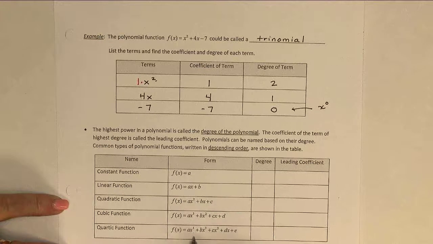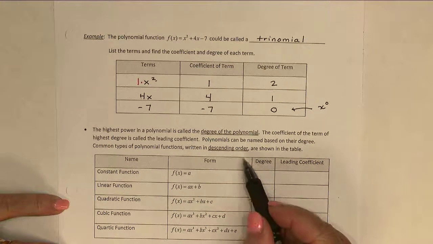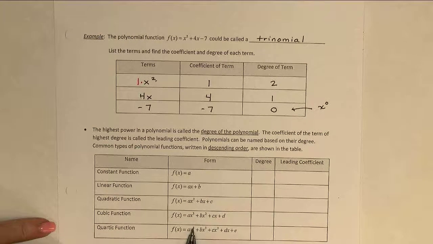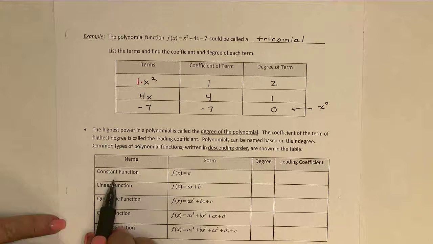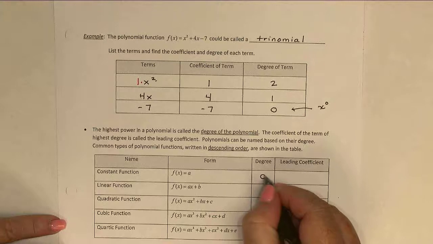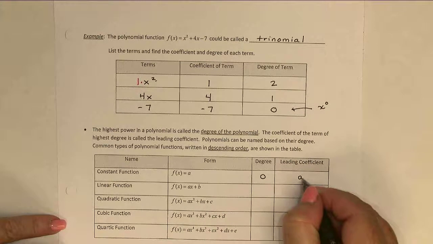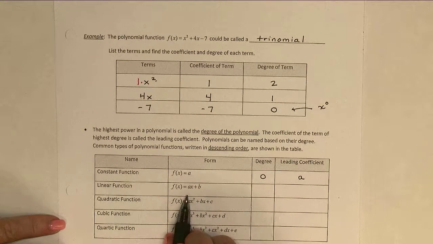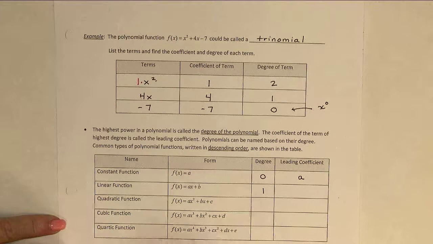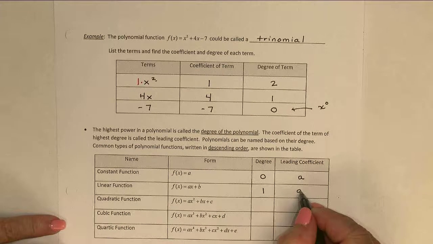All of these little generic examples are written in what we call descending order. Notice what that means is that we always start with the highest power first, and then the powers work their way down until we get to the constant term. That's what we mean by writing a polynomial in descending order. If there are no x terms, we just have a constant that would have degree 0, and the leading coefficient is the only coefficient, a. A linear function has only a first power in it, so the degree is 1, and my leading coefficient is still a.